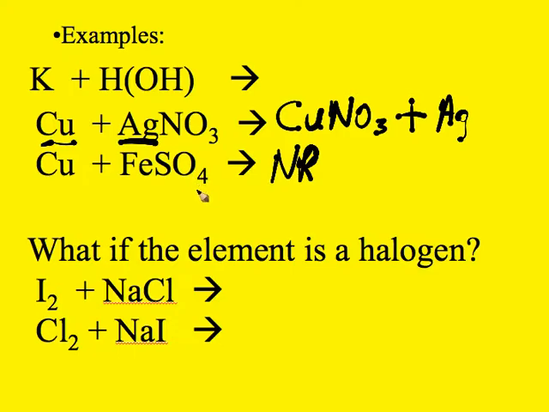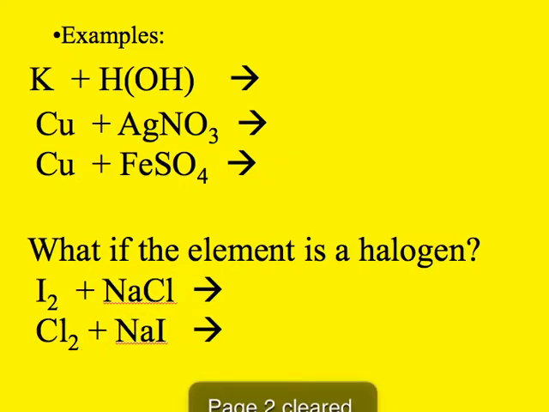Now on the bottom, what if that element is a halogen? And what I mean by that is we always have an element and compound. Here's the element, here's the compound. But now the element's I2 or Cl2. We have an element as a halogen, and then it's the compound. We're going to have to determine what it would react with. So if I'm going to do that, I would need to look at the chart on the bottom.